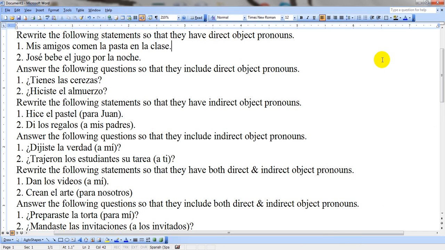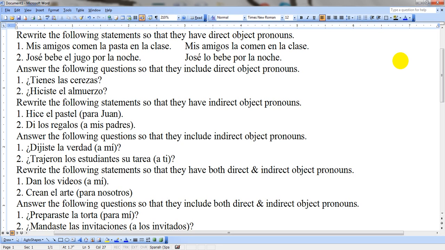Okay, so number one says, my friends eat the pasta in the class. So you have to ask yourself, what is it that my friends are eating? Well, they're eating the pasta. So I'm going to have mis amigos la comen en la clase. And then the second one, Jose drinks the juice at night. So what is he drinking? He's drinking the juice. So I'll have Jose lo bebe por la noche. He drinks it at night.